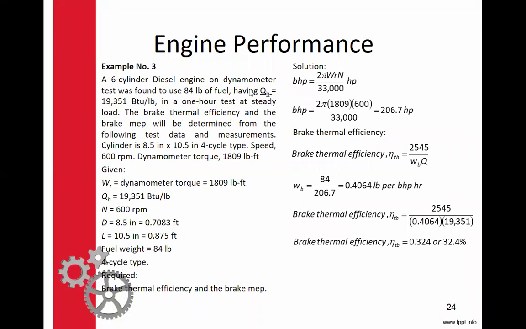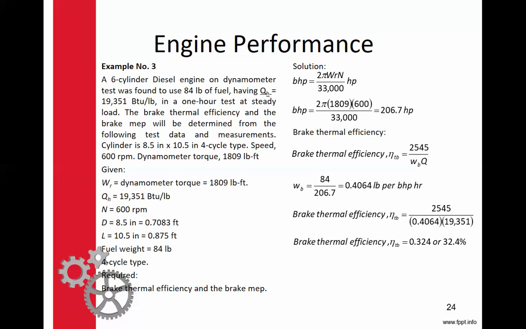6-cylinder diesel engine on a dynamometer test was found to use 84 pounds of fuel, having QS of 19,051 BTU per pound, in a 1-hour test at steady load. So the brake thermal efficiency and the brake MEP will be determined from the following test data and measurement. So cylinder is 8.5 inch by 10.5 inch and 4 cycle type. Speed 600 RPM. Dynamometer torque is 1809 pound-foot.